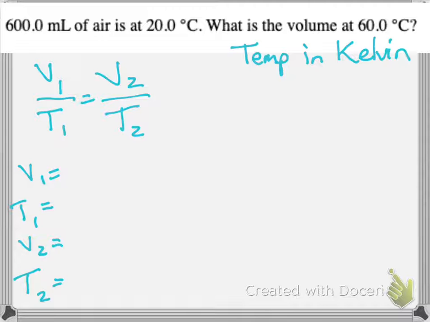So without further ado, let's go ahead and break down this problem. So 600 milliliters of air is at 20 degrees Celsius. So that first part gives us our initial conditions, our V1 and our T1. Now, we start with 600 milliliters. Again, a milliliter is a unit of volume, so that will be our V1.